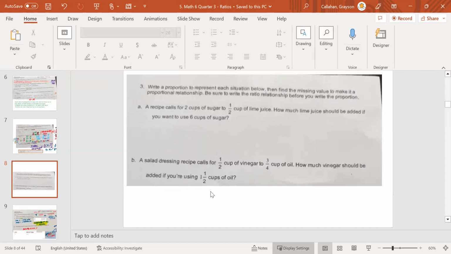Okay, so it says write a proportion to represent each situation below, then find the missing value to make a proportional relationship. Be sure to write the ratio relationship before you write the proportion. A recipe calls for 2 cups of sugar to 1/2 cup of lime juice. So cups of sugar to cups of lime juice is equal to 2 over 1/2. How much lime juice should be added if you want to make 6 cups of sugar? So 6 goes on top, X goes on the bottom, right?